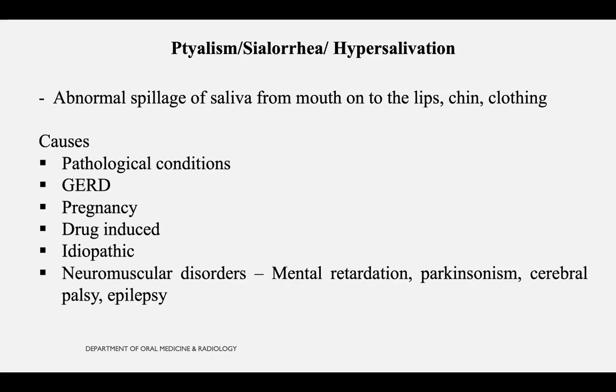Next, we go on to increase in the salivary secretion, which is otherwise known as ptyalism, sialorrhea, or hypersalivation, and it is a functional disturbance or variation in the production of saliva. Ptyalism is defined as abnormal spillage of saliva from the mouth onto the lips, chin, and the clothing. There can be many causes for ptyalism.